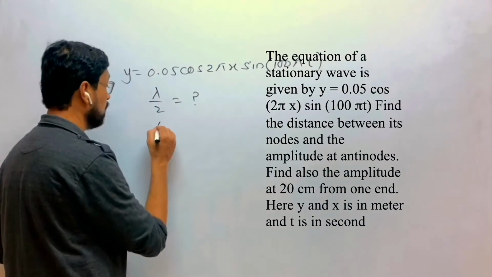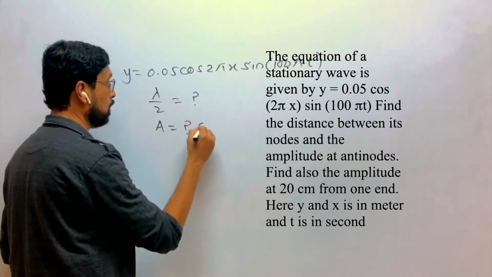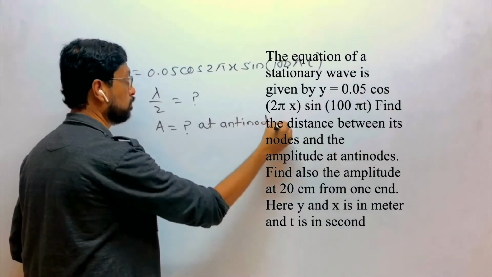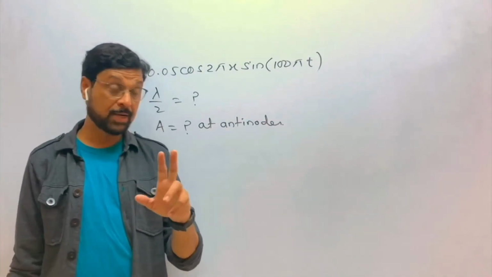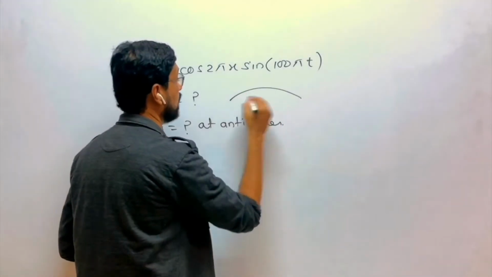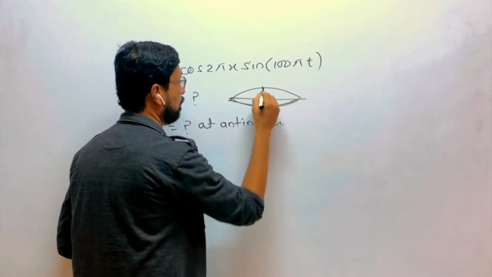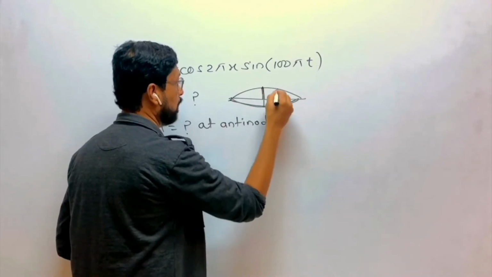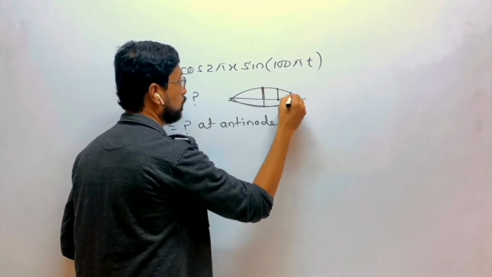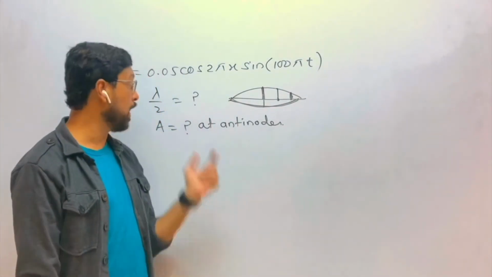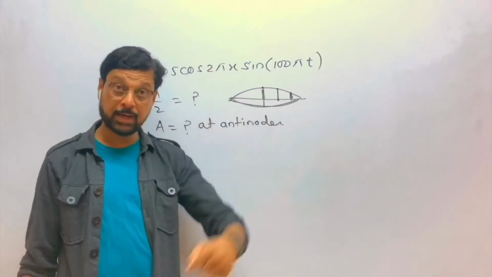You have to find the amplitude at antinodes. क्योंकि हर पार्टिकल का एम्पलीट्यूड अलग होता है ना? ये एंटीनोड है, तो यहाँ पर मैक्सिमम एम्पलीट्यूड है, यहाँ पर एम्पलीट्यूड कम है, यहाँ पर एम्पलीट्यूड और कम है. Every particle is having different amplitude. You have to find the amplitude at antinodes.